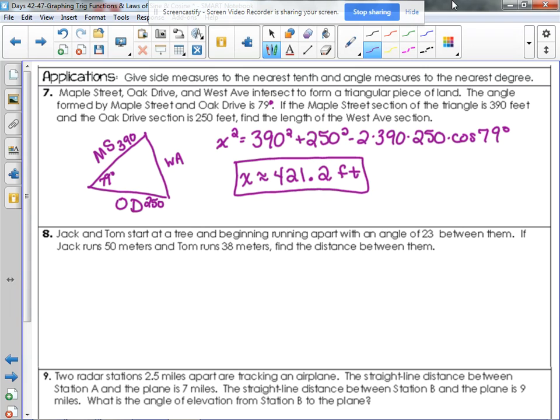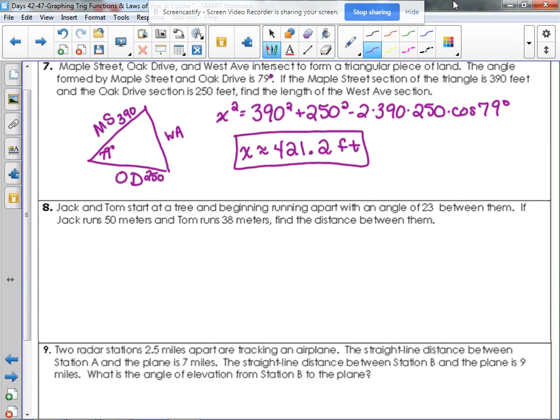Okay, let's look at number 8. Jack and Tom start at a tree. So let's say we've got a tree right here, and they begin running apart with an angle of 23 degrees between them. So 23 degrees is that angle right there. Jack runs 50 meters. Tom runs 38 meters.